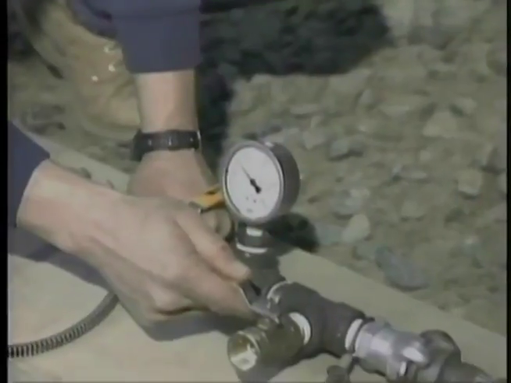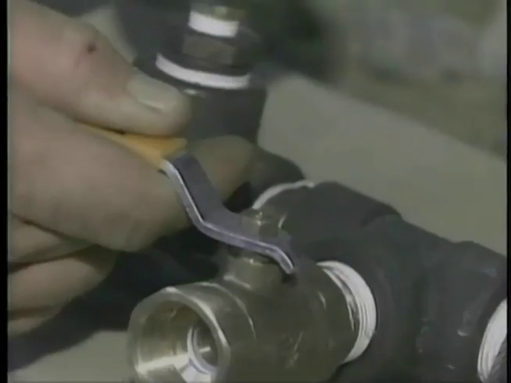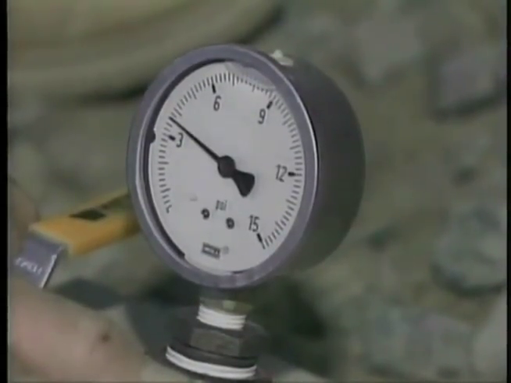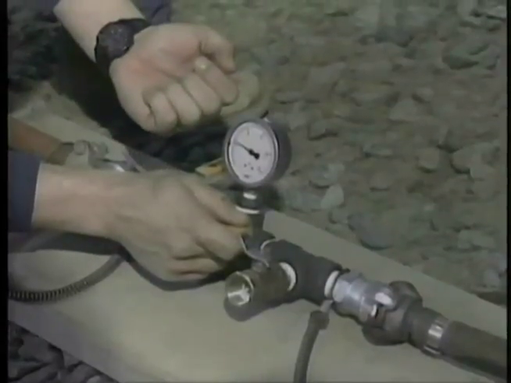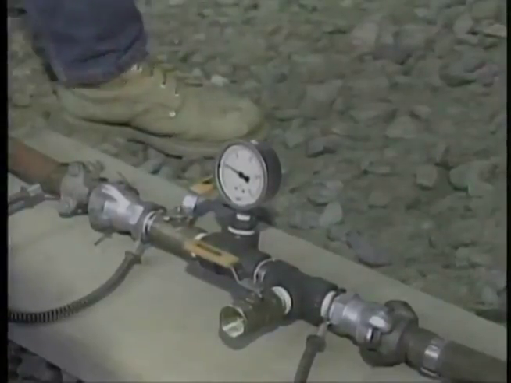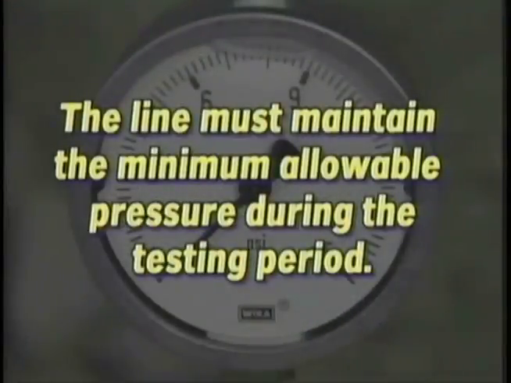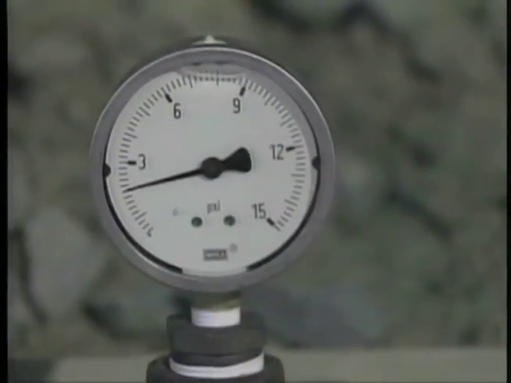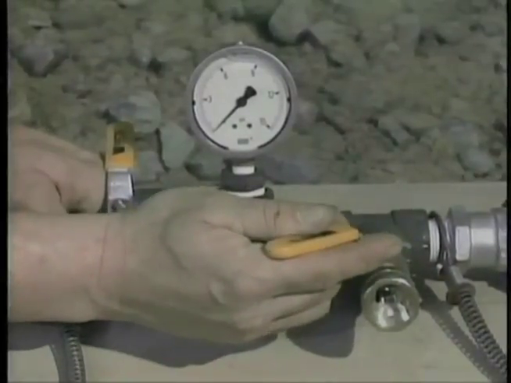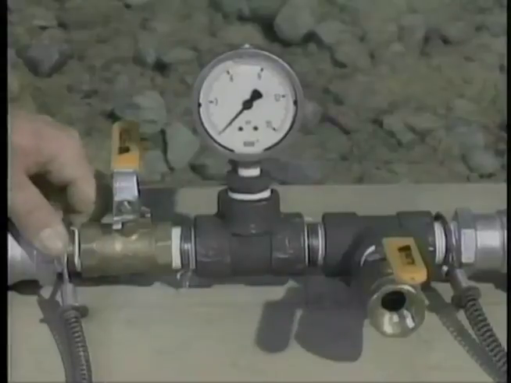To regulate the pressure in the line, periodically open and close the air regulator valve. At the same time, monitor the gauge reading until the required air pressure is obtained. The amount of time for the pressure to build up varies depending on the length and diameter of the pipe. In order for the line to pass the test, it must maintain the minimum allowable pressure during the testing period. When the test is completed, the air regulator valve is opened and the pressure is released. Never enter the manhole or remove the plug until the air pressure is released completely.